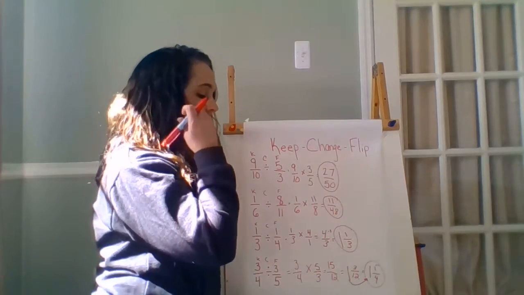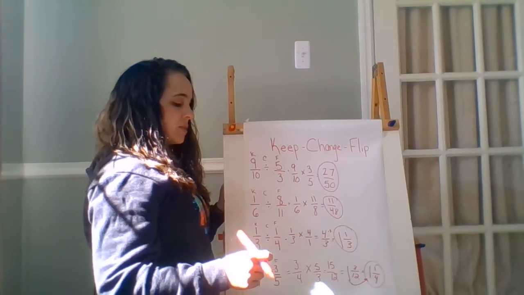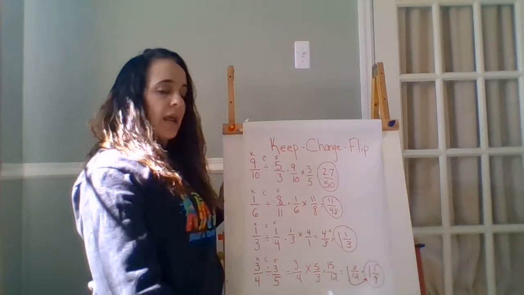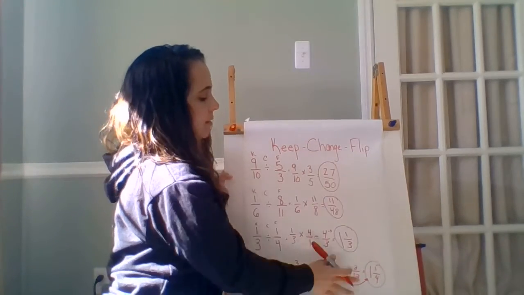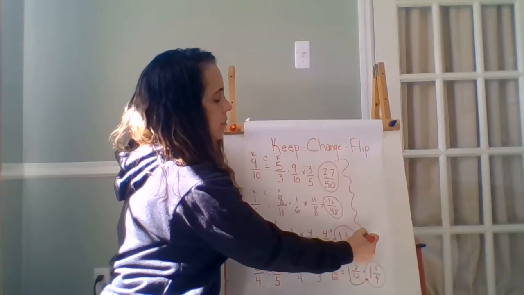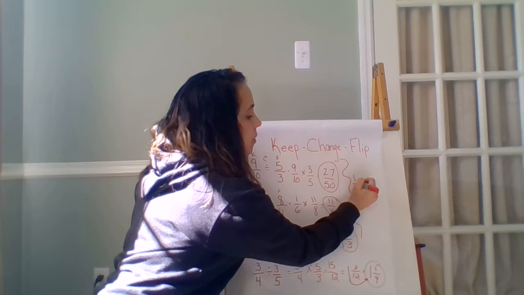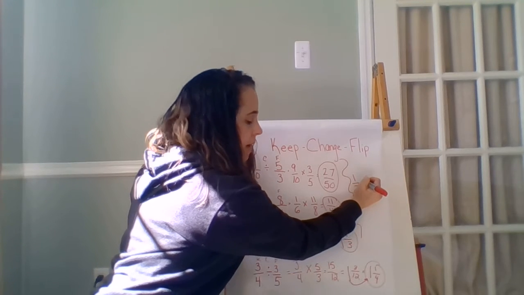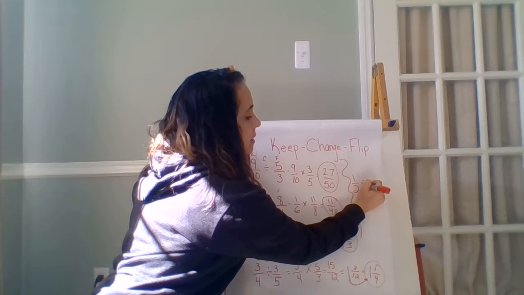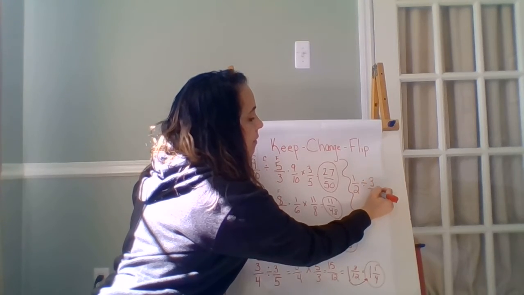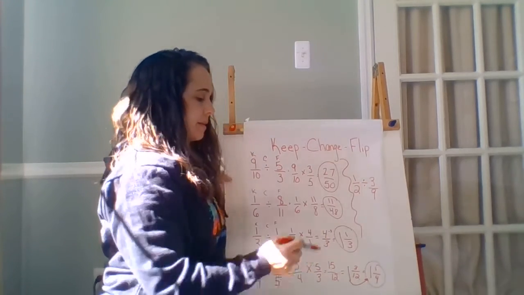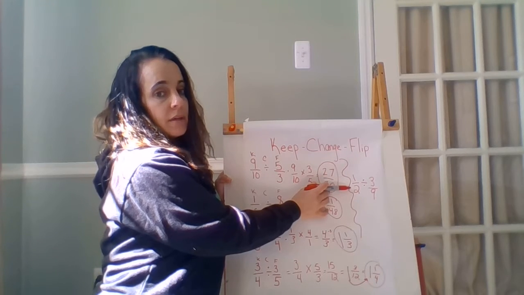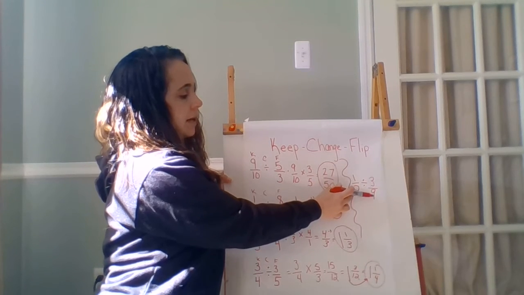So the problem that you're going to do on your own and put the answer in the comment section is 1/2 divided by 3/9. I'm kind of out of room over here, so I'm just going to come over here and write it down for you. 1/2 divided by 3/9.